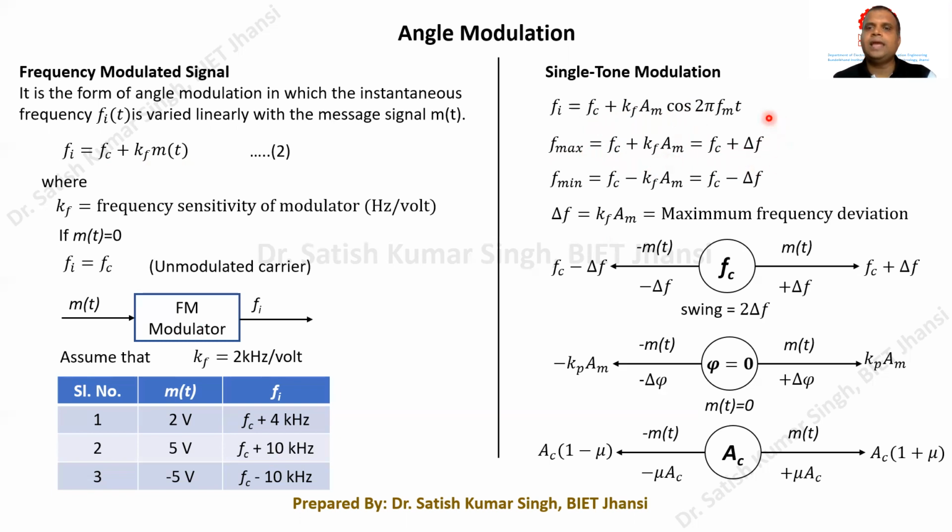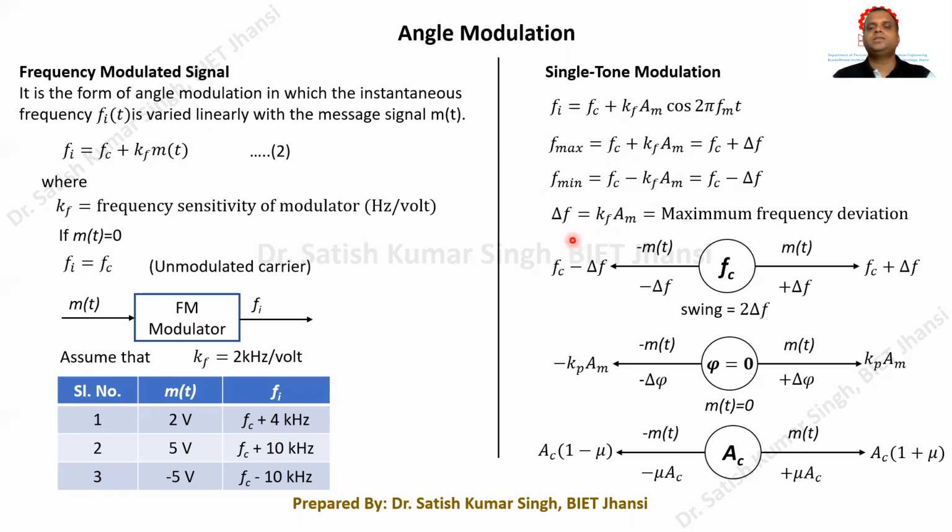This term delta f, I will explain later. Remember this terminology: in the case of frequency modulation, delta f is called the frequency deviation. Similarly, what will be f minimum? f minimum occurs when cos 2 pi fm t takes the value -1. At that time the expression becomes fc - kf Am, which is fc - delta f, because we have defined the frequency deviation as kf Am.